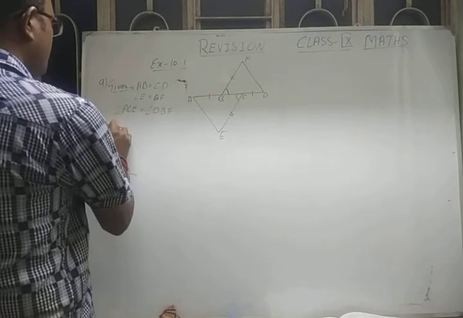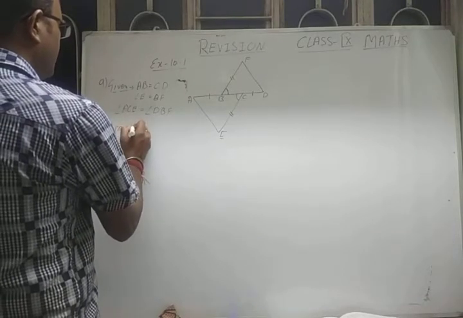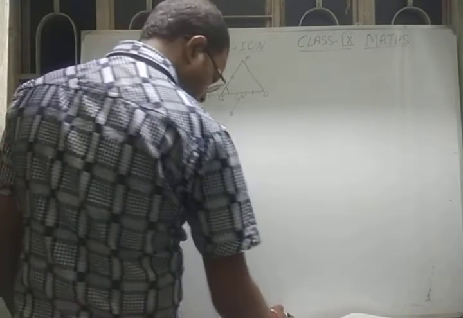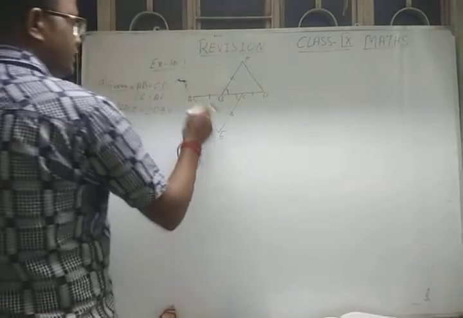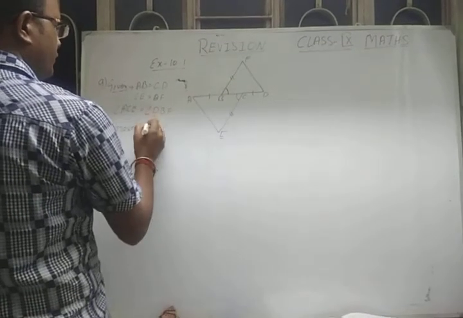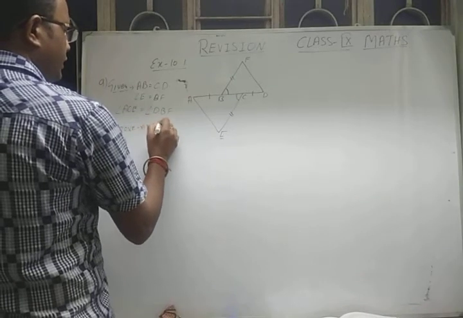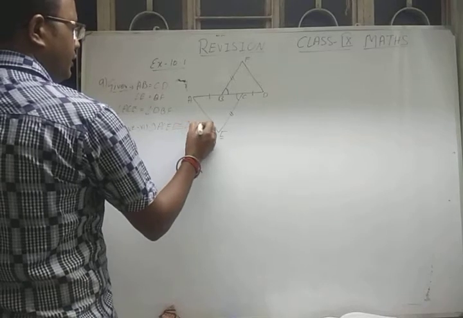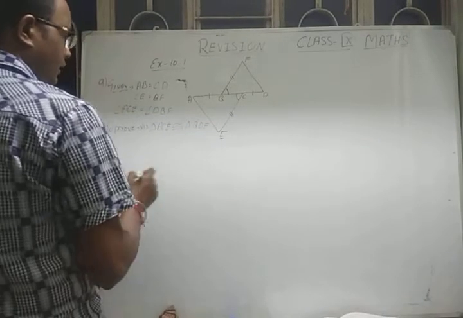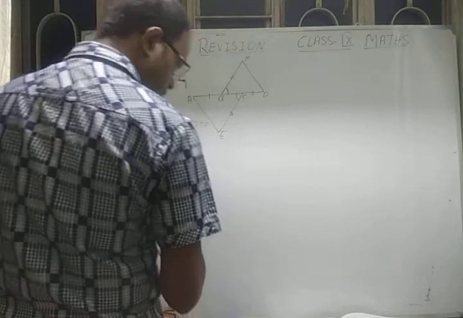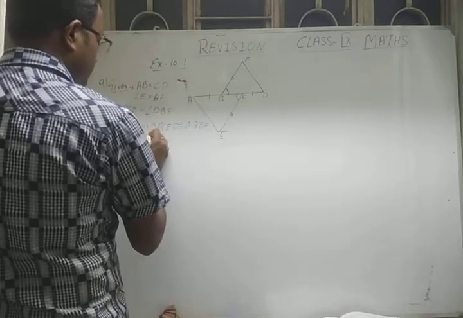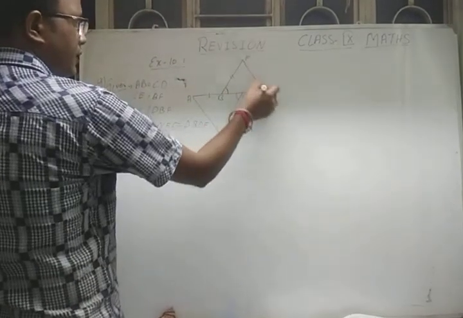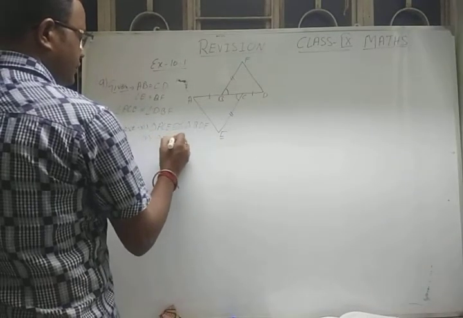Now you have to prove. What is to prove in this question? It is said that triangle ACE and triangle DBF, these two triangles should become congruent. First of all, you have to prove triangle ACE is congruent to triangle DBF. And number 2, you have to prove AE is equal to DF.